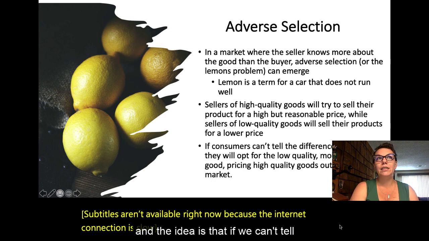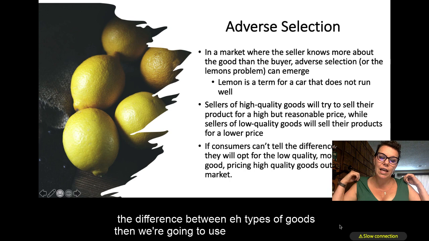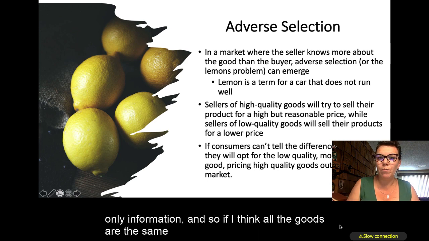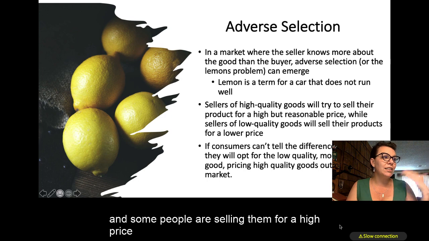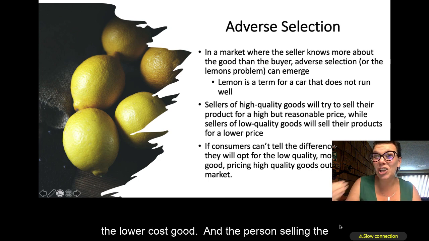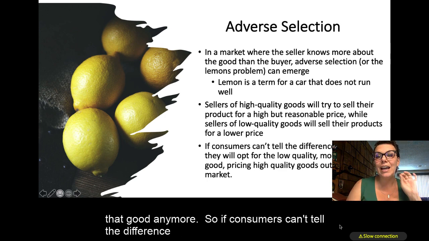And the idea is that if we can't tell the difference between the types of goods, then we're going to use price as the signal for quality or price as the only information. And so if I think all the goods are the same and some people are selling them for a high price and some people are selling them for a low price, I'm going to be inclined to buy the lower cost good. And the person selling a high quality good for a high price is going to have no incentive to sell that good anymore.